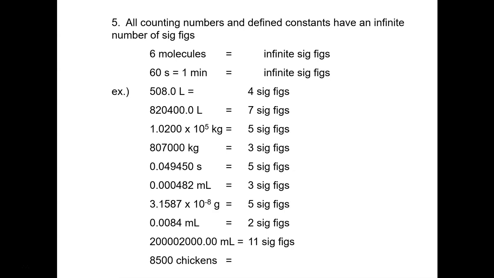Does it seem easy to you? That's probably because you forgot rule number 5 at the top there. 8,500 chickens. Chickens is not a measurement. You're just counting them. Therefore, that's an infinite number of significant figures. You don't even have to pay attention to those numbers. If you count something, you're not measuring, you're counting, then it's an infinite number of significant figures and you don't have to worry about it, okay?